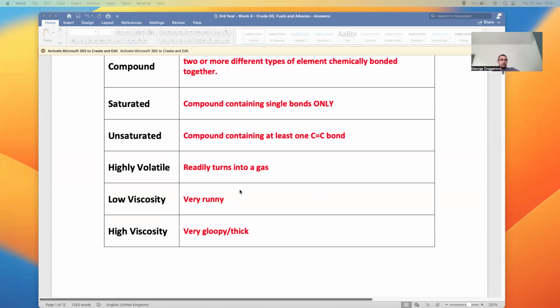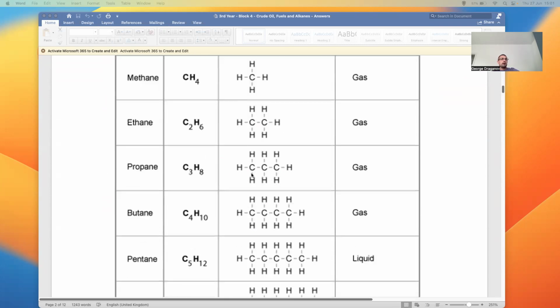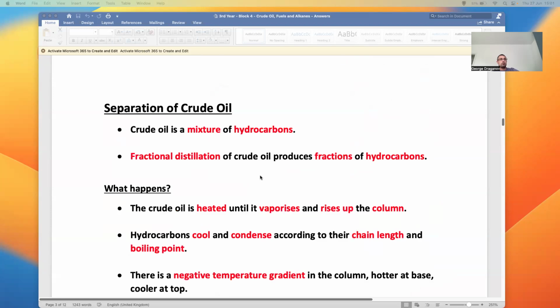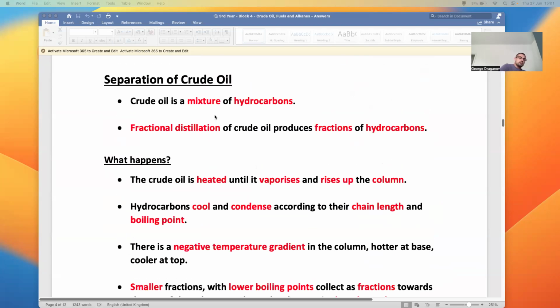With those words in mind, we're going to move on to not alkanes, but we're going to start with the crude oil topic. So the crude oil is here. How do we separate crude oil and what is crude oil? So you need to know that crude oil is a mixture of hydrocarbons. That's the definition. Remember, mixture means not chemically bonded. Hydrocarbons means only hydrogen and carbon atoms.